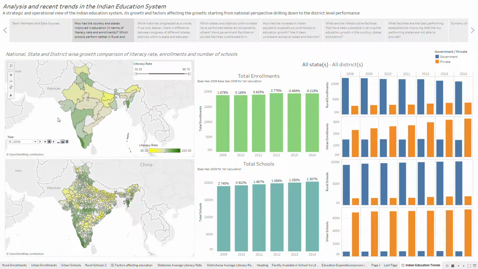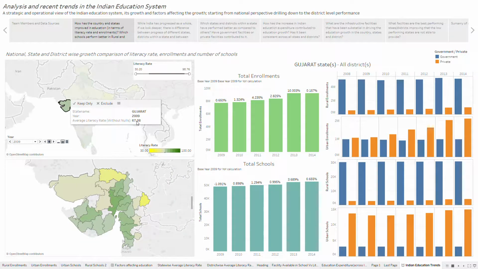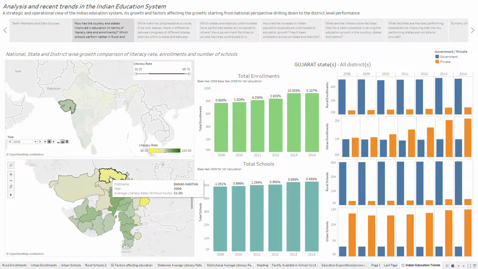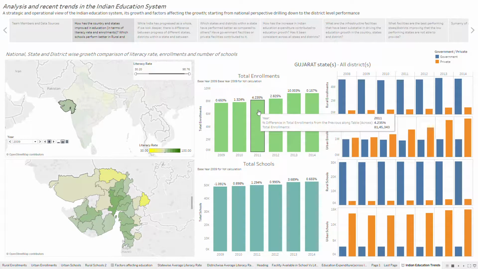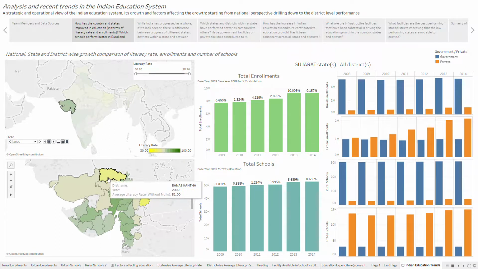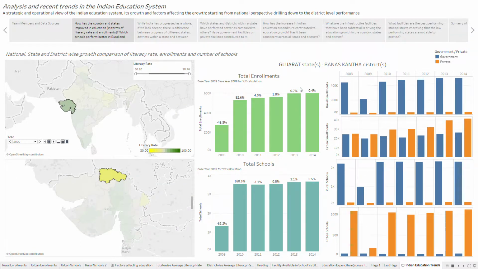If we look at other states and districts within a state, we see there's disparity in different districts. So let's take Gujarat for example. While the overall literacy rate of Gujarat is at 67.8%, districts like Dahod and Banaskantha are having literacy rate less than 51%. We also see the total number of enrollments in Gujarat in all districts, and we can drill down to a specific district as well.